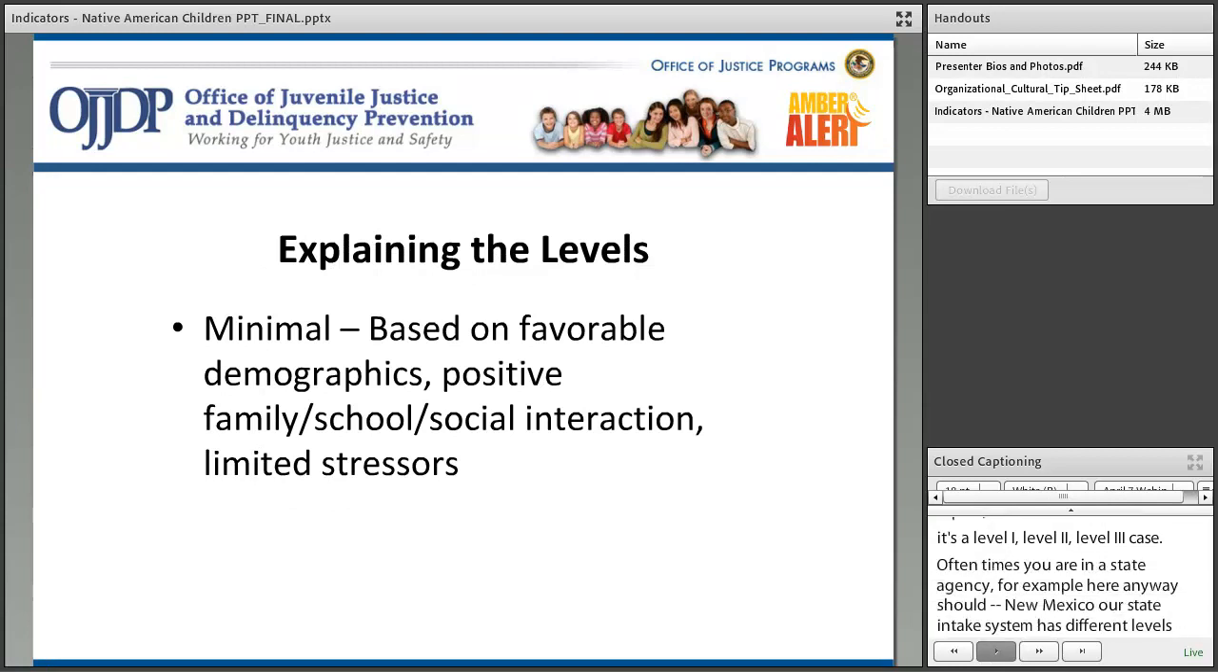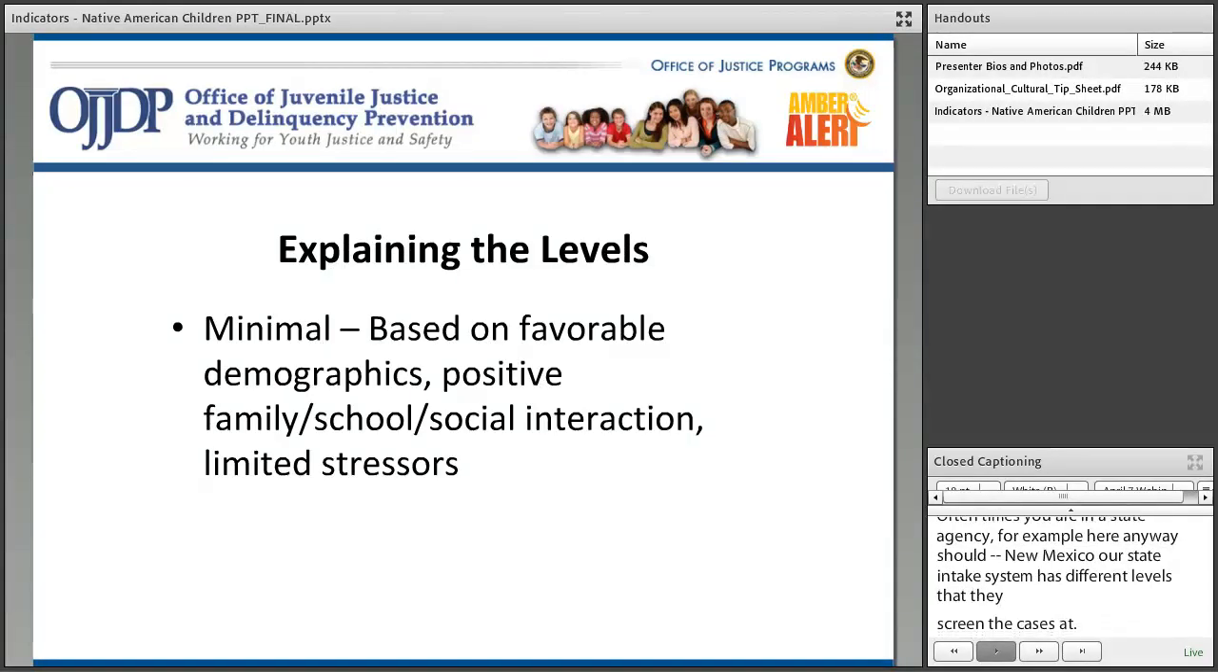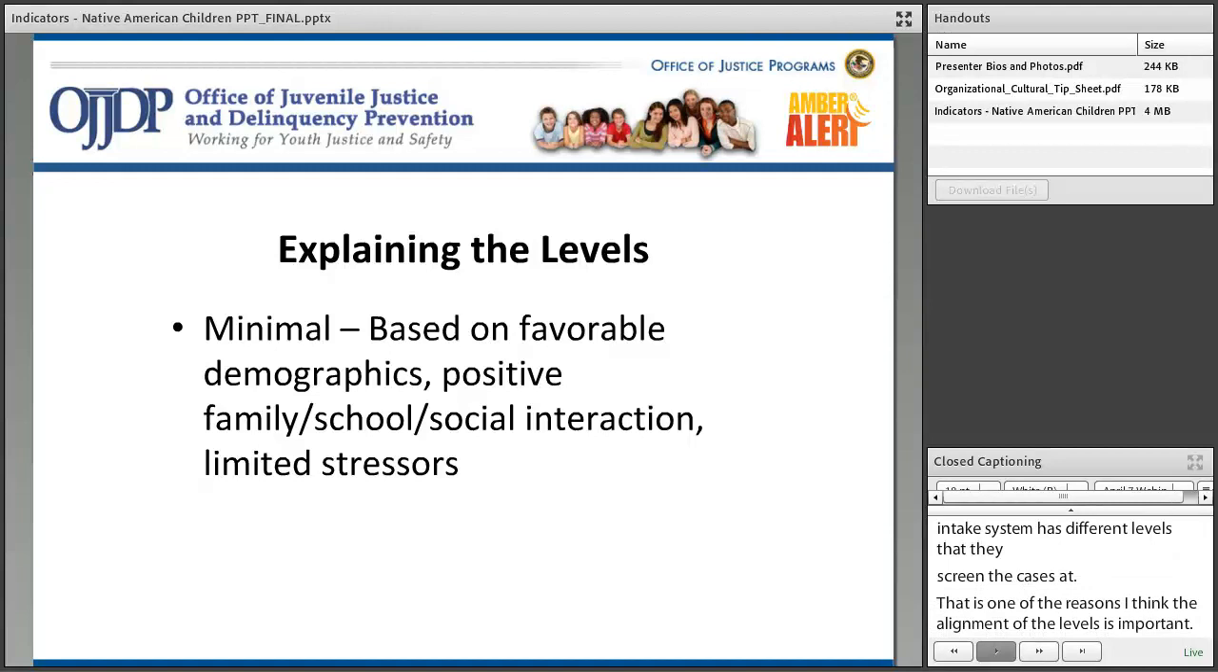So let's start with minimal. The minimal level of an indicator in this area basically says that this is based on a favorable demographic, positive family, school, and social interaction with limited stressors.